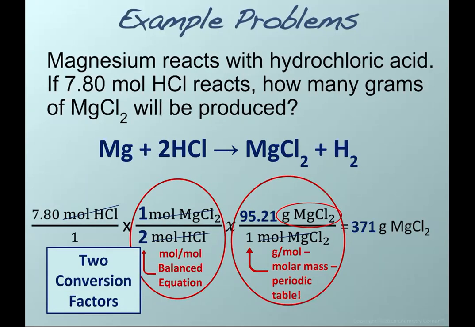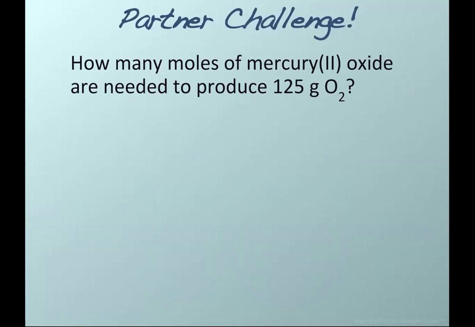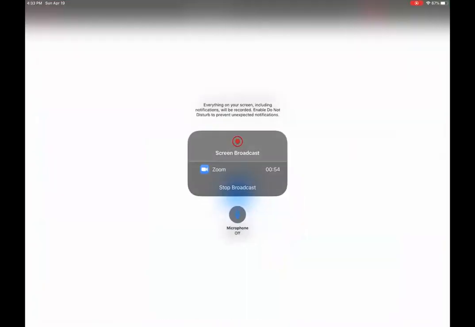Okay, partner challenge. How many moles of mercury 2 oxide are needed to produce 125 grams of oxygen? So we're going to have to do this problem. We're going to have to first make the equation. We've got mercury 2 and we've got oxygen.